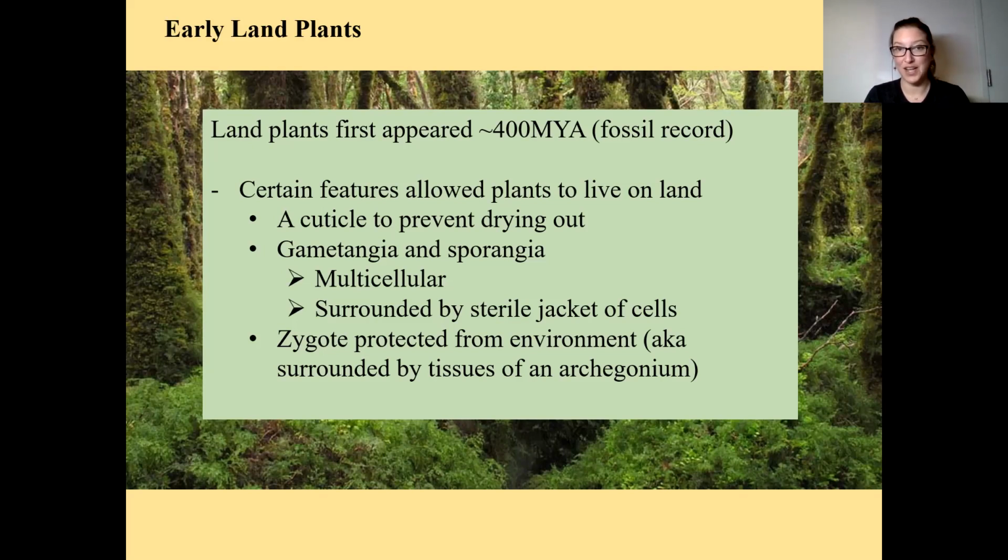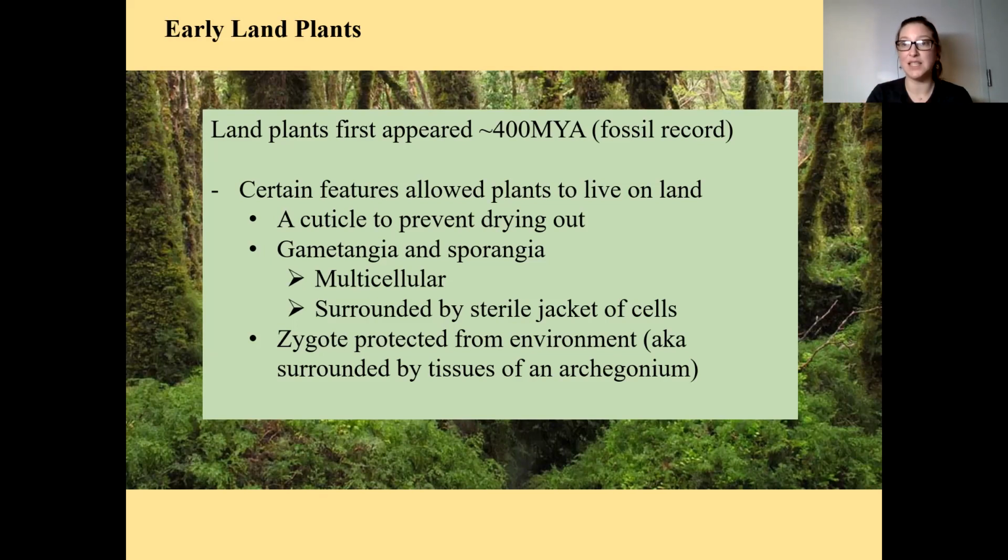Gametangia and sporangia that were multicellular. So gametangia that were multicellular, sporangia that were multicellular, and gametangia and sporangia that were surrounded by something called a sterile jacket of cells. So before you get scared, remember the gameto, right? So gamete, it's still that gamete thing. Gametangia just means a thing that has gametes or makes gametes. And sporangia just means a thing that makes spores.